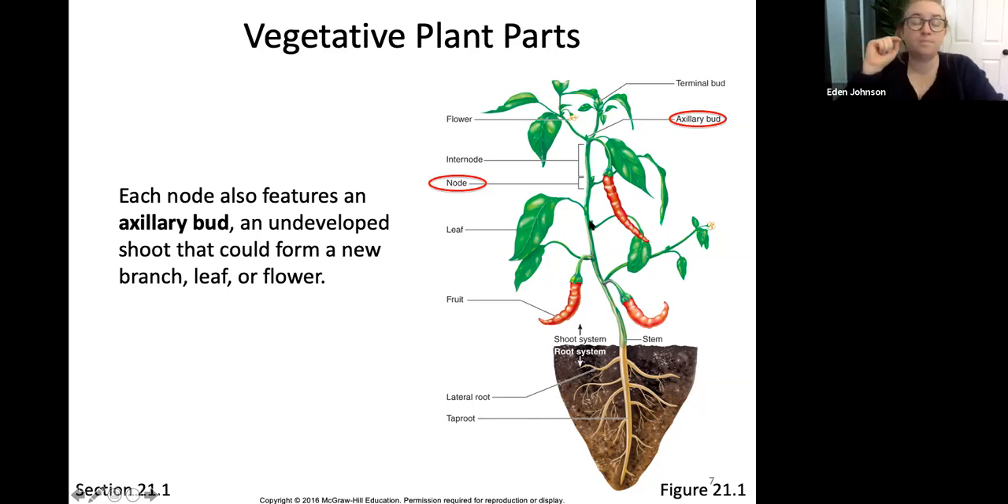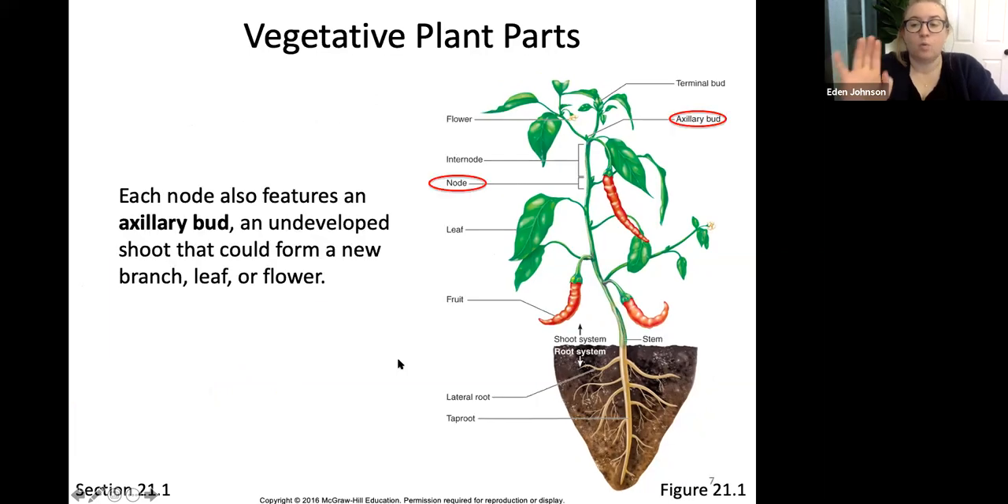It can become another stem. It can become another leaf. It can become a flower. It can become all sorts of those things. A new branch. That's what I meant by stem. So a new branch, sort of like how this one, at this node, you didn't just have a leaf. You actually had this stem with many leaves on them. So those are what those axillary buds are.